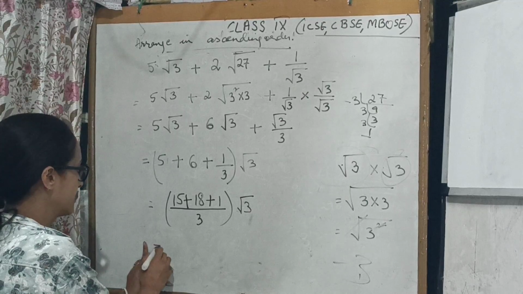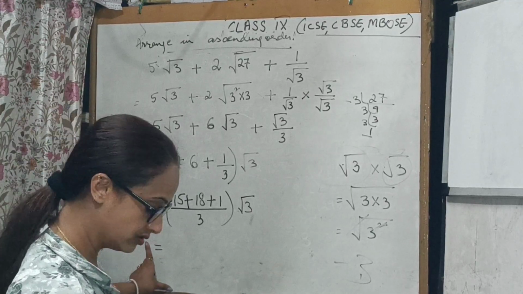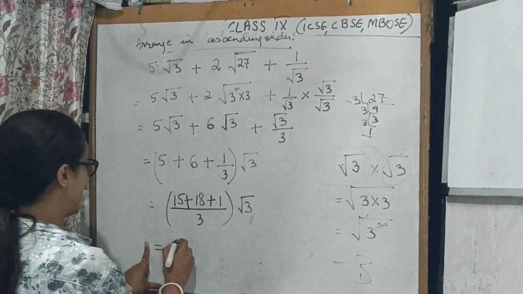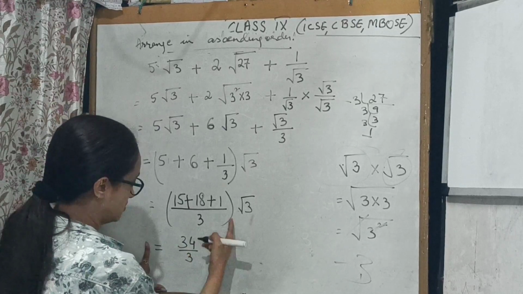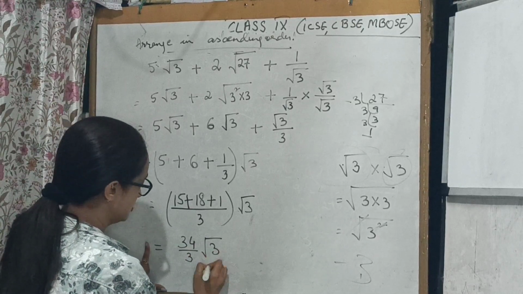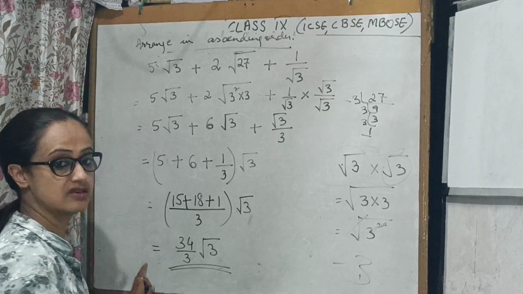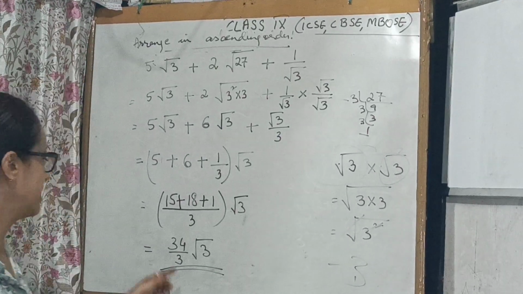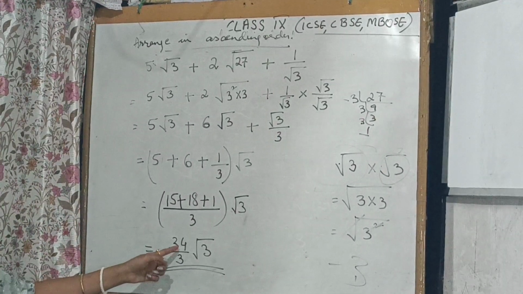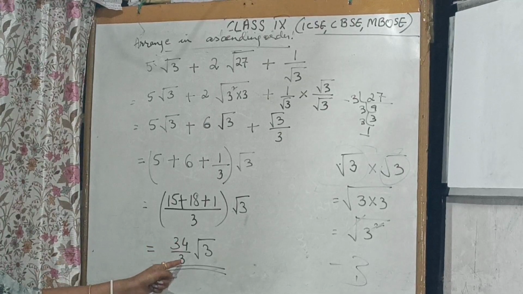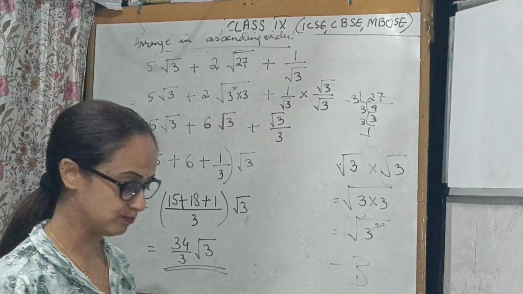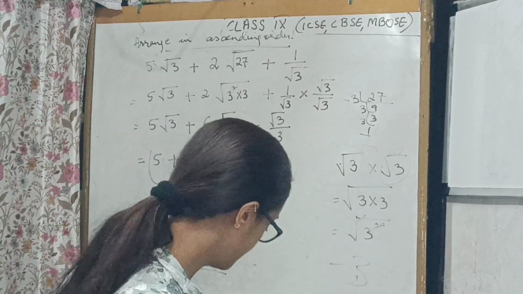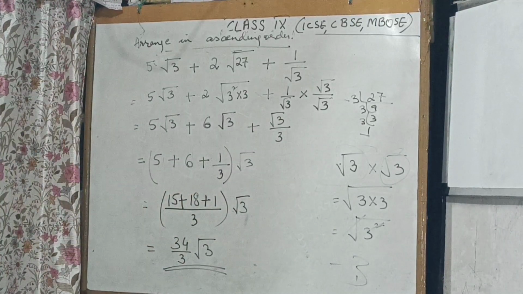Now add up. How much do you get? It's 34 by 3. And the root 3 चिपकाना है. बस आंसर खत्म. We cannot cancel this since this is even and this is odd. So at this point you have to end up. Chalo.